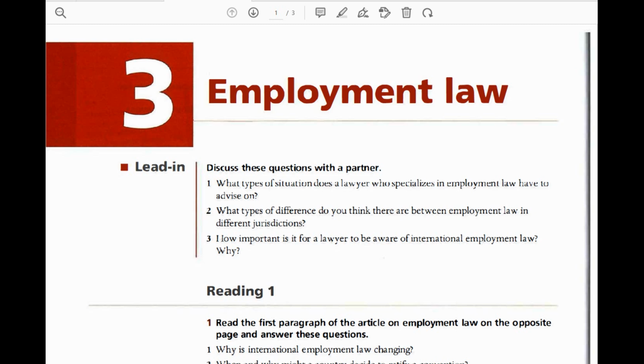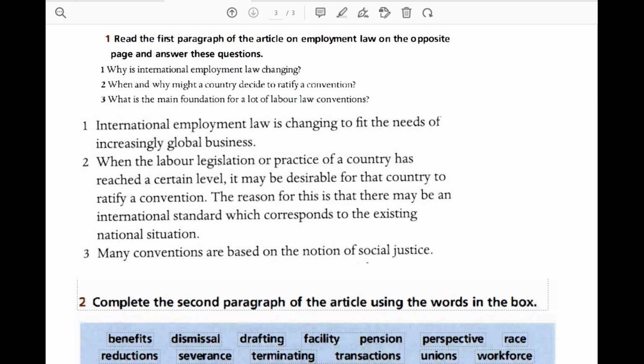Advanced Legal English, under the title Employment Law Lesson. And today we will delve into an exciting topic with the reading and exercises. So let's get started. First, we need to read the first paragraph of the article on employment law and answer the questions. First and foremost, let's read our employment law article.